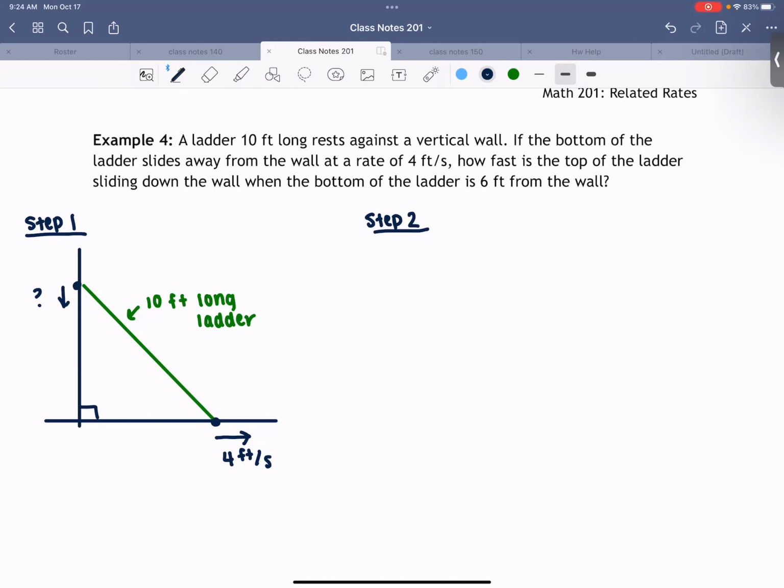So maybe I can label the height of the ladder. I wrote this in my notes weird, but maybe I'll just label it h. So h would be the height of the ladder, which in other words is the distance from the top of the ladder to the floor, right? So the height, the distance from the top of the ladder to the floor.